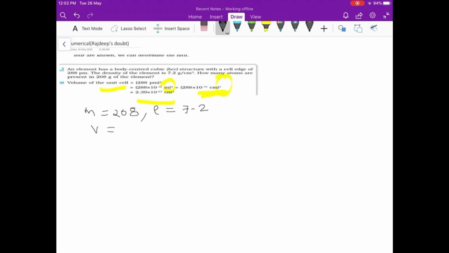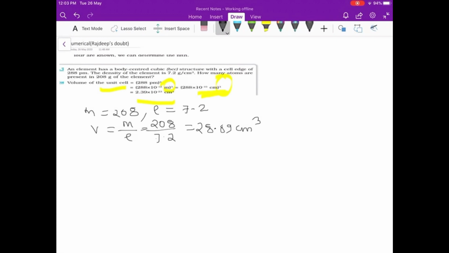Then if I want to find the volume, which you have already learned in lower classes, volume is equal to mass by density. So this is 208 divided by the density 7.2. This will come as 28.89, and since this is volume, I'll take it as 28.89 centimeter cube. That is the volume of 208 gram of that particular element.